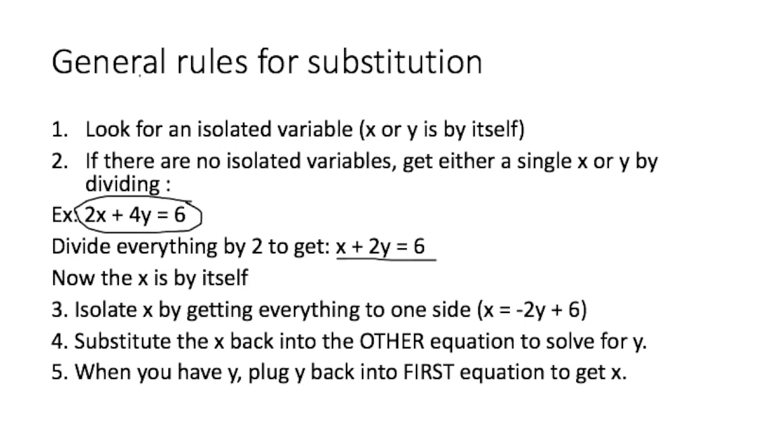Now that you have the x by itself, you can isolate the x, move everything to one side. And then now that you have the x, you'll put this back into the other equation. This will help you to solve for y. And then once you have the y, you plug the y back into any of the equations, the first equation or the second, to then get the x. Make sure you're plugging it back into the original equations.